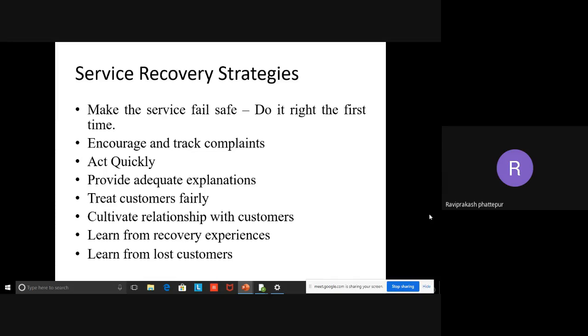So next, encourage and track complaints. If people are complaining, you should not say, okay, don't do that, don't do this. You should encourage them to raise more complaints, if any. You should not avoid complaints. Why? Because these complaints will help you grow in your market, or in your service delivery. If people are finding any difficulty and you are trying to solve it, you are a better service provider than a competitor. So encourage and track complaints.